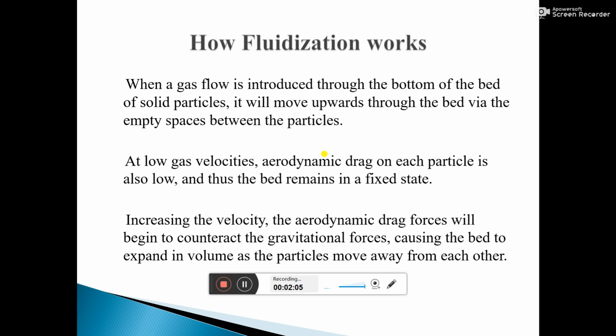When a gas flow is introduced through the bottom of a bed of solid particles, it will move upwards through the bed through the empty spaces between the particles. At low gas velocities, aerodynamic drag on each particle is also low, and thus the bed remains in a fixed state. Increasing the velocity, the aerodynamic drag forces will begin to counteract the gravitational forces. This causes the bed to expand in volume as the particles move away from each other.